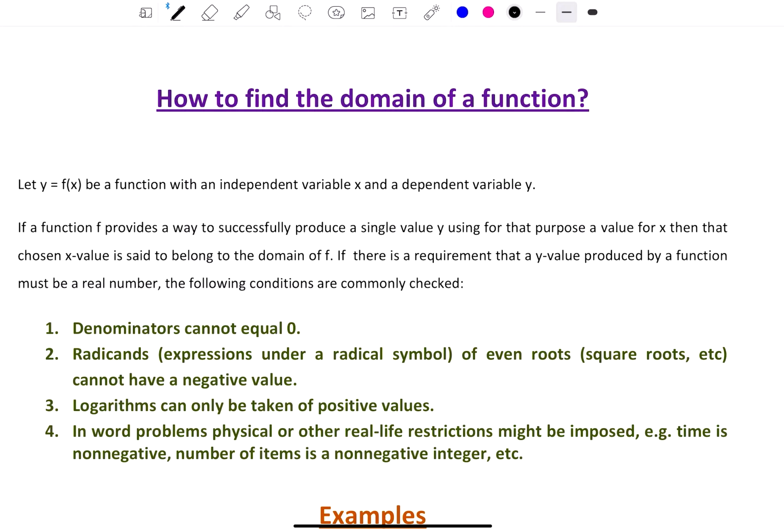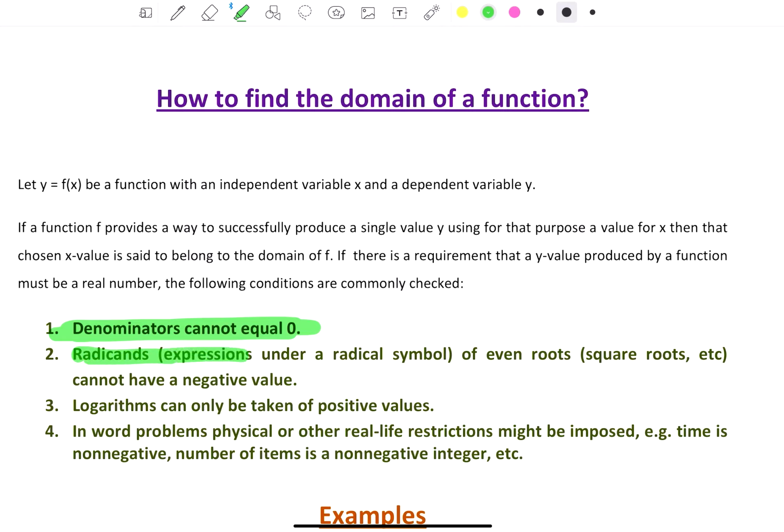In this video, we're going to focus on how to find the domain of a function. So basically, there are three big domain restrictions on a function in algebra. First one, the denominator cannot equal zero. If the denominator of a function becomes zero, the function becomes undefined. So the denominator cannot equal zero.